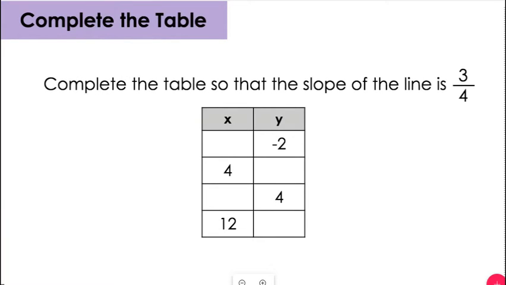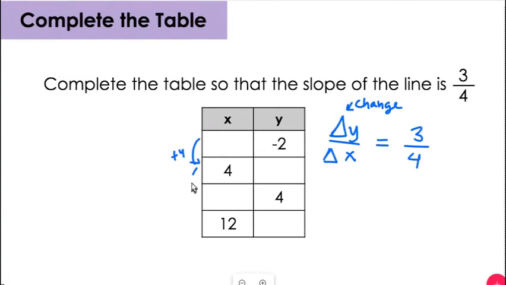Okay, got one more thing to try. Complete the table so that the slope of the line is 3/4. So that means my change in y, that little triangle means change. You've probably seen that a few times. So the change in y has to be 3 and the change in x has to be 4. So if I look at a pattern, my x's have to increase by 4. My y's have to increase by 3. So it's basically just finding your pattern and doing the math to find the numbers.